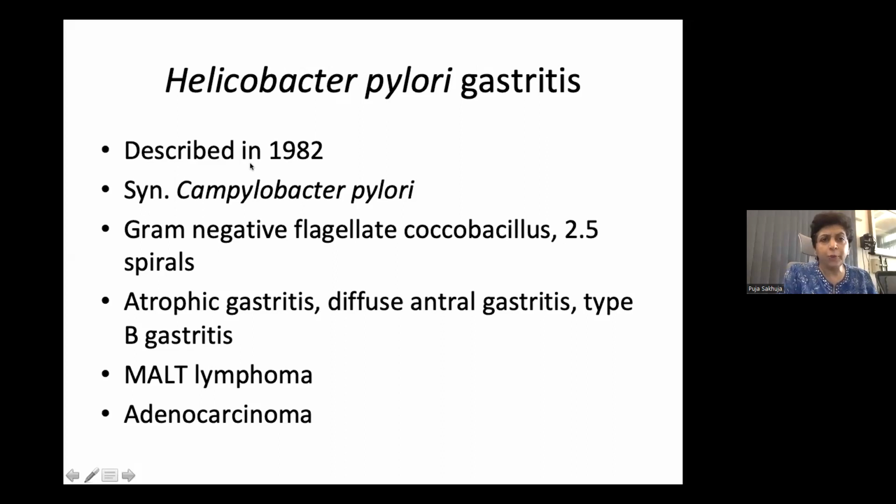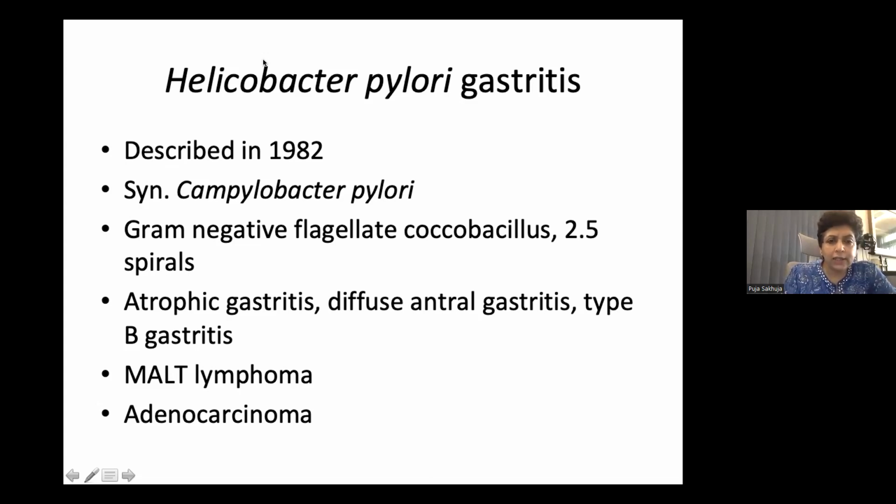So H. pylori gastritis, first described, as you all know, in 1982, also called Campylobacter pylori. It is gram-negative, so we don't use gram stain to stain it usually. It is a flagellate coccobacillus. So it usually has 2.5 spirals and can be present even in the coccobacillary form. The characteristic form where we pick it up diagnostically is when it is present as a 2.5 spiral flagella.